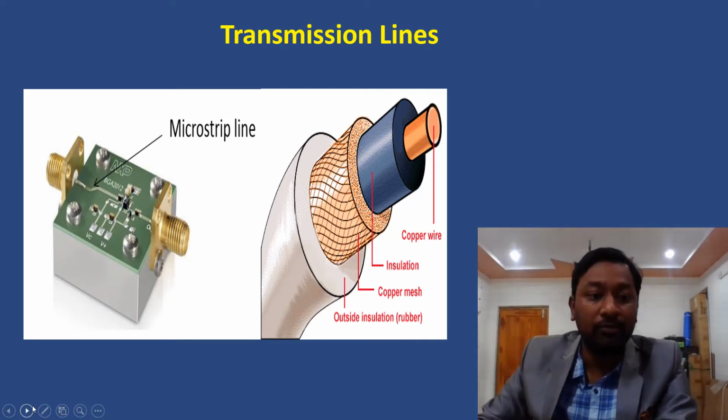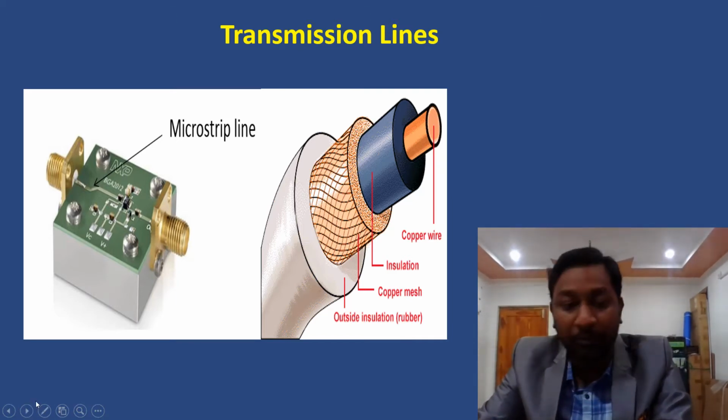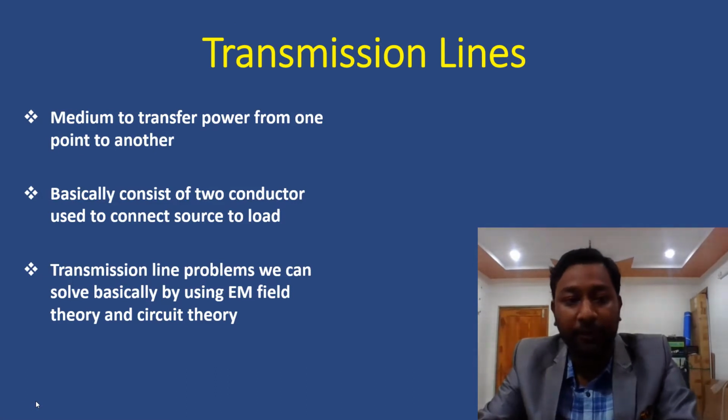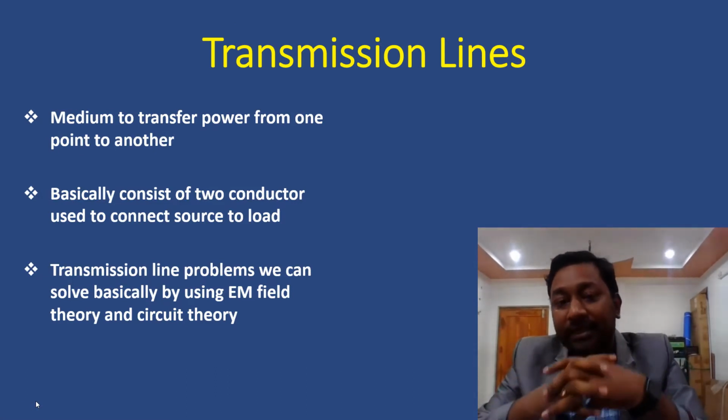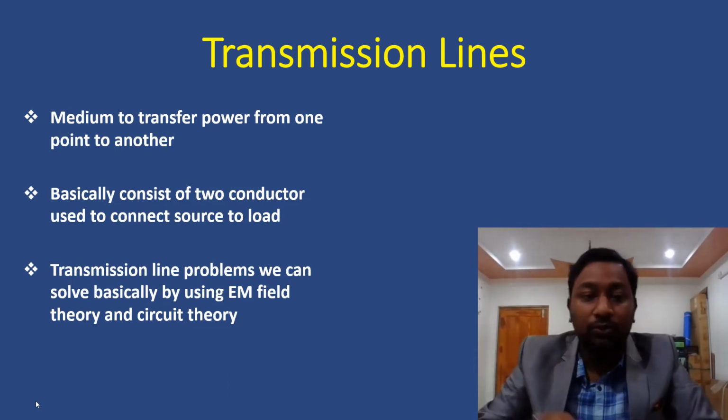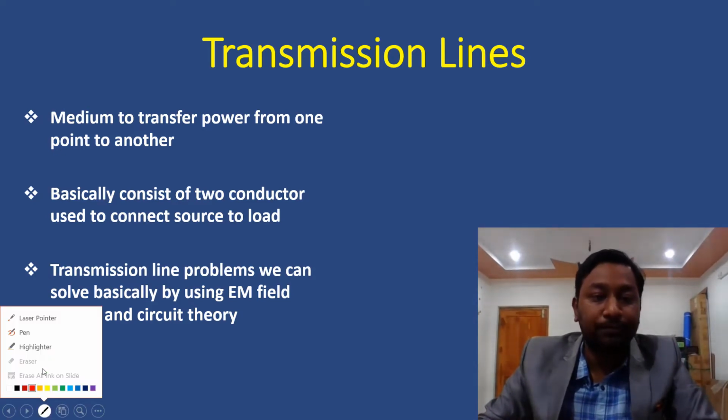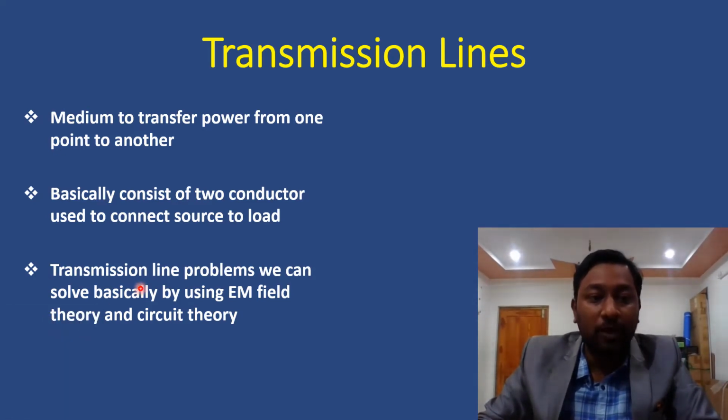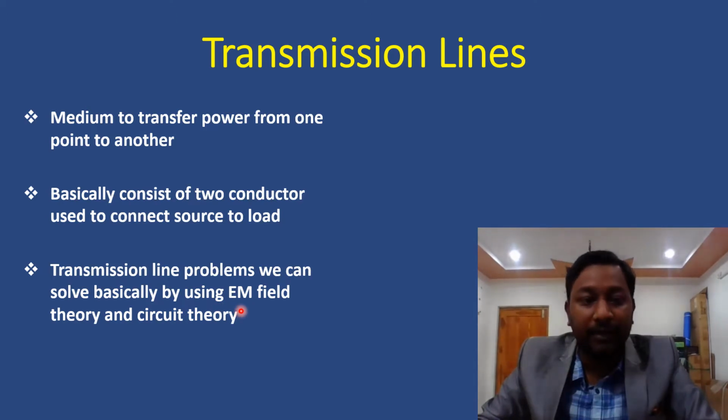In this lecture we will discuss the transmission line. A transmission line is a medium used to transfer power from one point to another point. Basically it consists of two conductors used to connect a source to a load. Transmission line problems we can solve by using EM field theory and circuit theory.